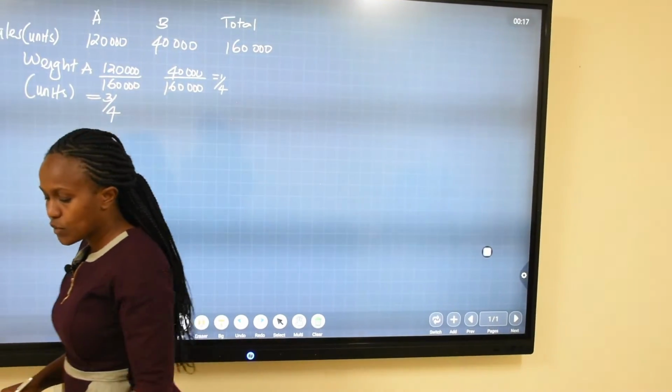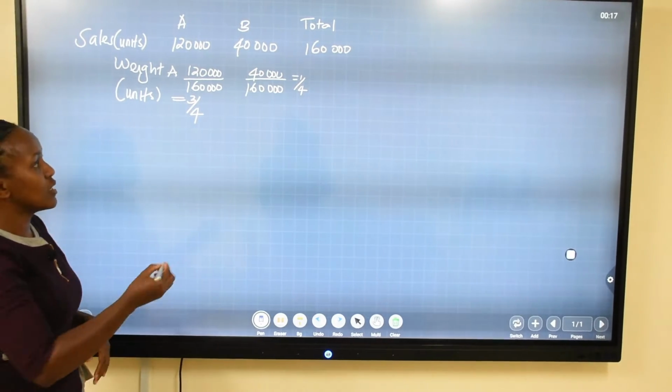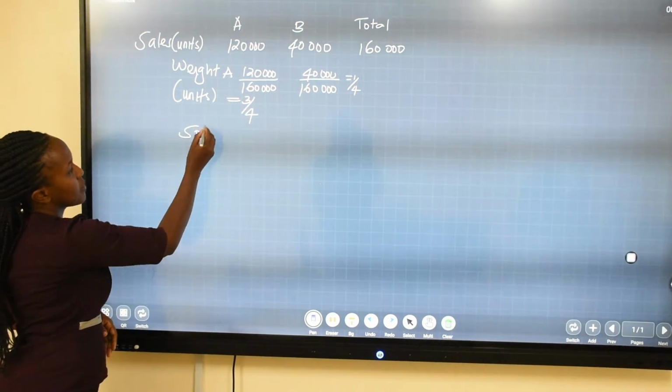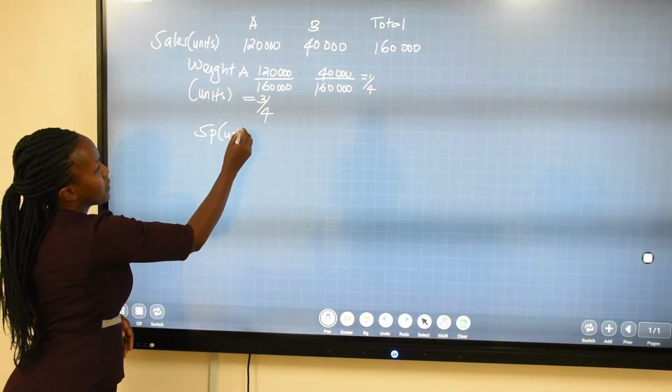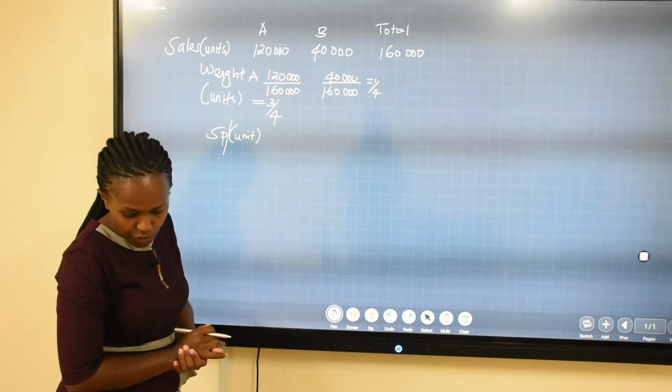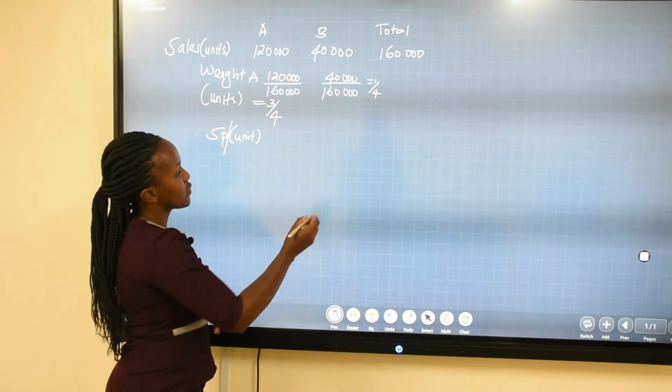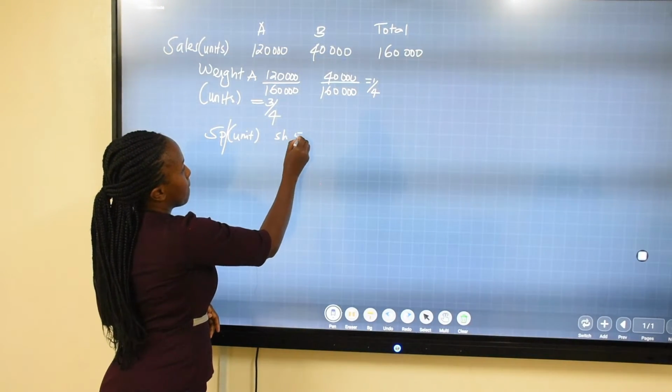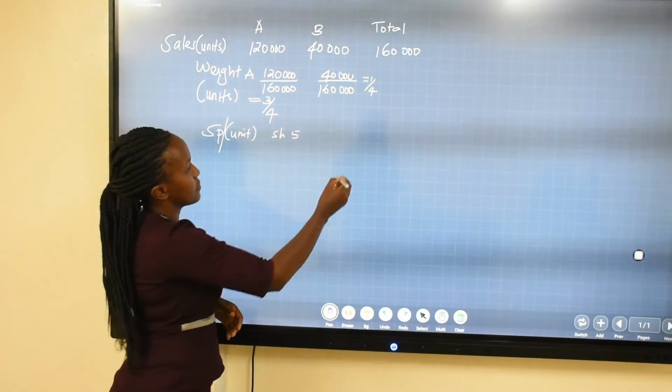Now, in our question, we had also been told the selling price per unit, which has been given in our question as shillings 5 and shillings 10.